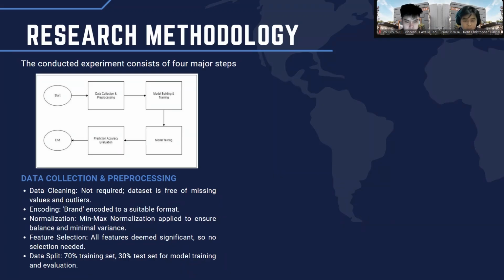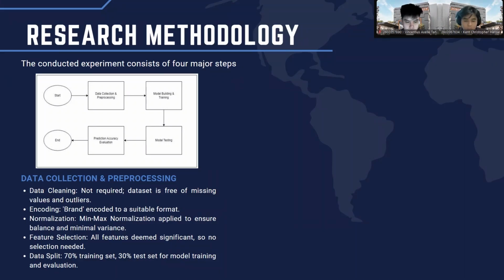The brand feature was encoded to a suitable format from string to float, and then the data was normalized using the min-max normalization to ensure the balance and minimize the variance of the data. Because all the features of the dataset were deemed significant, no specific features were selected and none were removed.